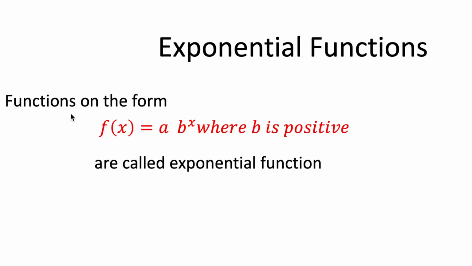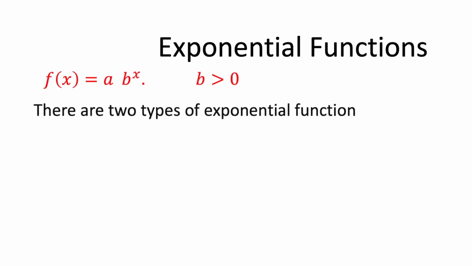Okay, these are functions of the form a times b to the power of x, where b, the base, is positive. This base must be a positive real. x is the exponent. The variable is the exponent. That's why it's called an exponential function. When you see the variable in the exponent, it is an exponential function.